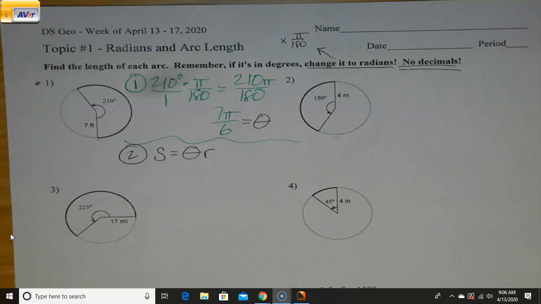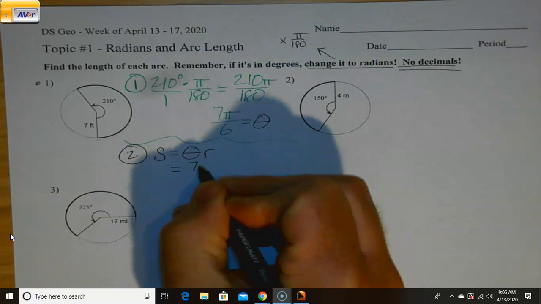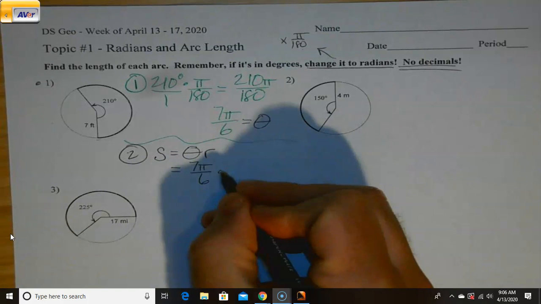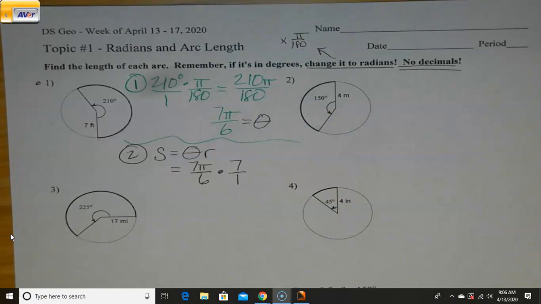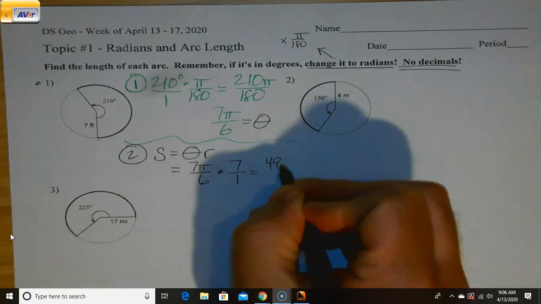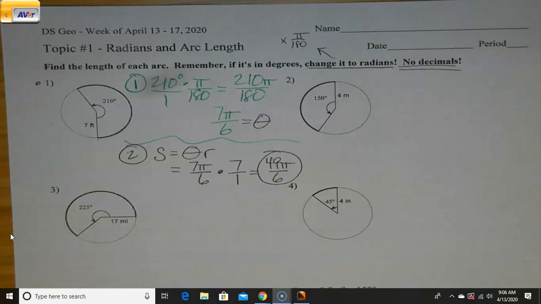But you get the drift. So now, to get that answer, all I have to do is 7 pi over 6 times my radius, which is 7. And again, I'm just going to make fractions out of everything. Multiply across. No decimals is the rule. And I've got me an answer.